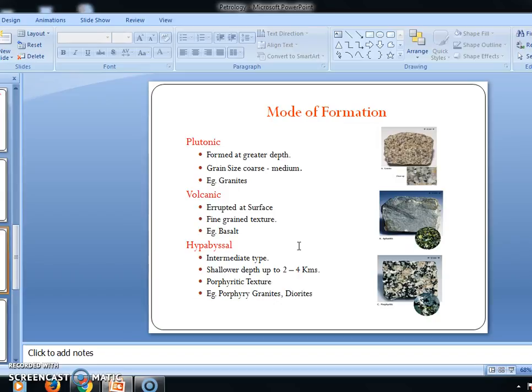These are called the intermediate rocks. These are formed at shallower depth, 2 to 4 kilometers, in between the plutonic and volcanic rocks. Examples are porphyritic granite and diorites. This is all about igneous petrology. Then in the next lecture we will see the other group of rocks.